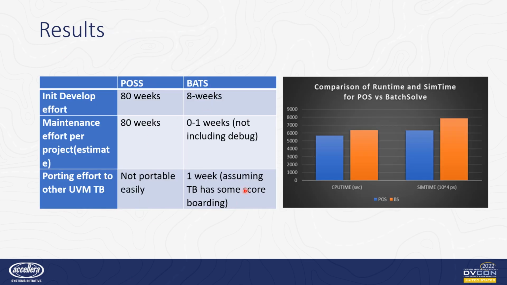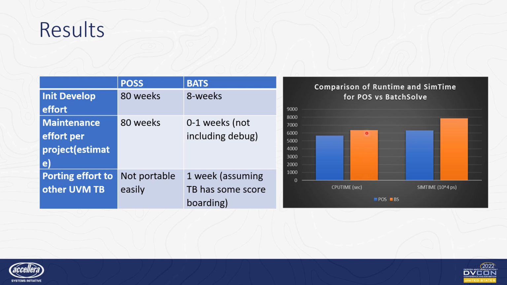We developed and ran BATS towards the end of the project, and we found that the initial development effort is 8 weeks compared to the POSS, which takes 80 weeks of development effort, which is a 10x reduction. For maintenance, we expect it to be nothing more than 0 to a week, because the method is immune to microarchitectural changes, and it's also very portable. If the test bench has some kind of scoreboarding, then BATS can be easily ported over in a week.